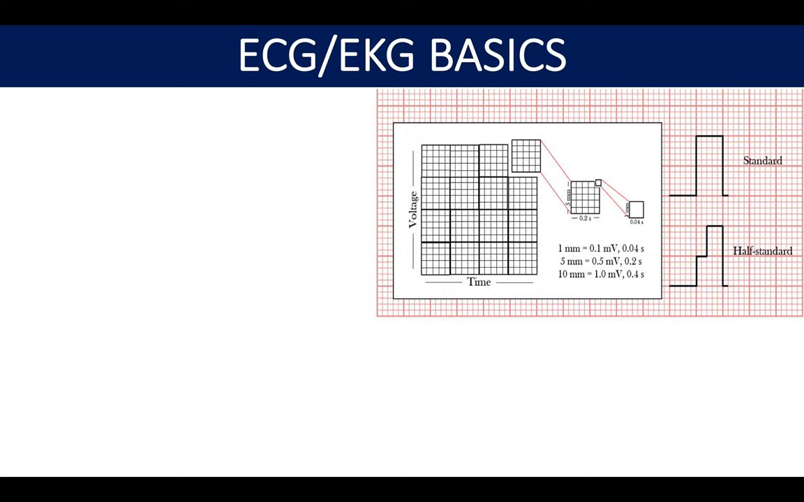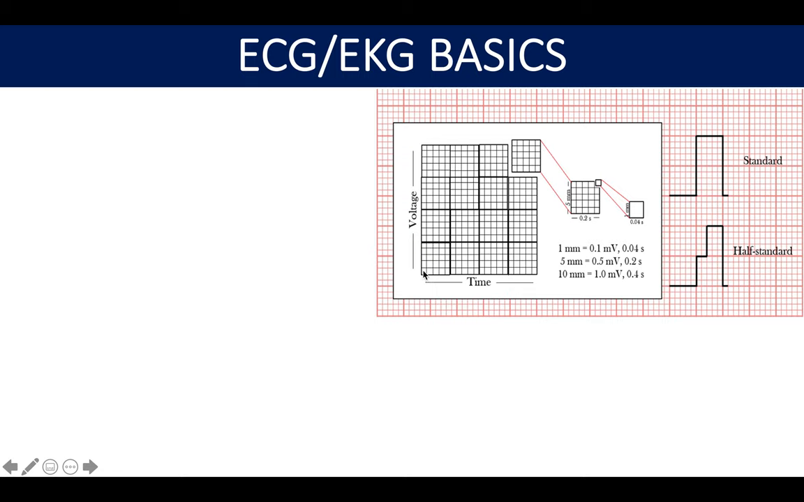Now the time can be split so that each little box denotes 0.04 seconds. In one big box there are 5 boxes horizontally and 5 boxes vertically. So altogether, one whole big box represents 0.2 seconds.